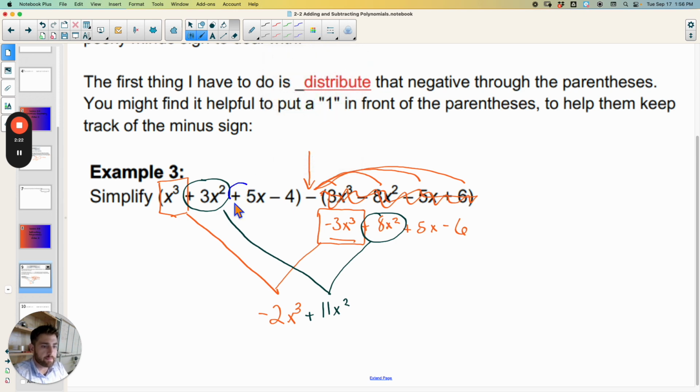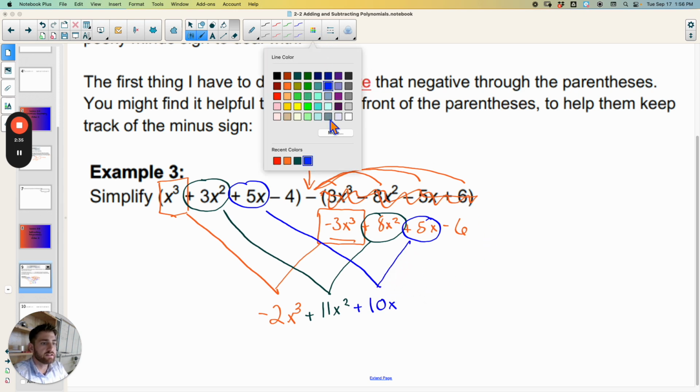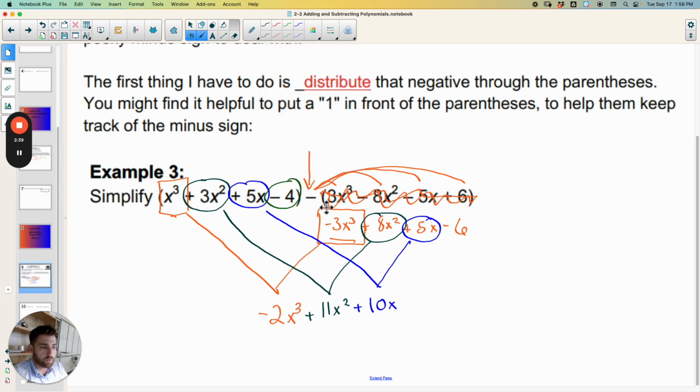So now we have a positive 5x and a positive 5x. So that'll give me a positive 10x. And then lastly, let me change this to green. Negative 4 and a negative 6 become a negative 10. And this is your final answer. There's nothing else I can reduce from here.